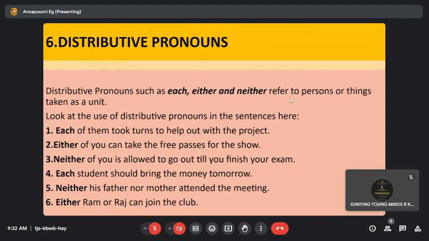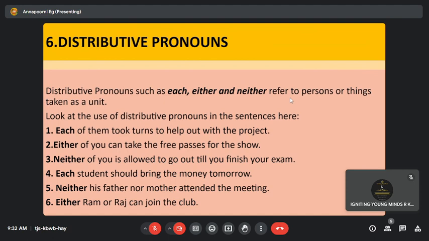Each of them took turns to help out with the project. इसका मतलब every person, that is each. If there are 20 students in a class, each person decided to help with the project. All the 20 students. Either of you can take the free passes for the show. Either का मतलब दोनों. 2 आदमी हैं, okay? So either you or, there are 2 people A and B. So either A or B. Either of you can take the free passes for the show.